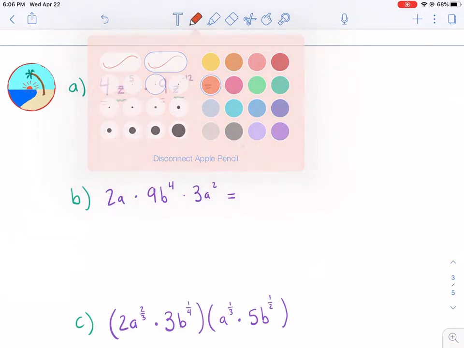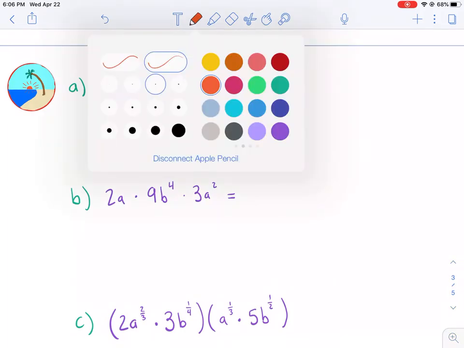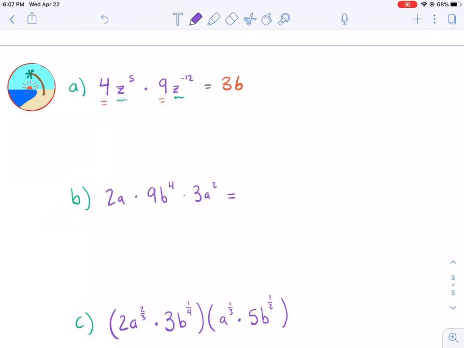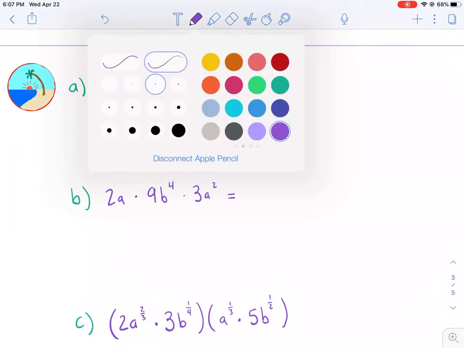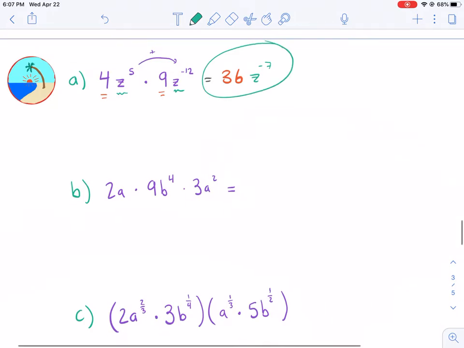So we're going to go ahead and multiply 4 times 9, which gives us 36. Then we have z to the 5th times z to the negative 12. What we're going to do is add exponents here. So we add because they have like bases. And we're going to get z to the negative 7th power. And that's going to be our final answer.